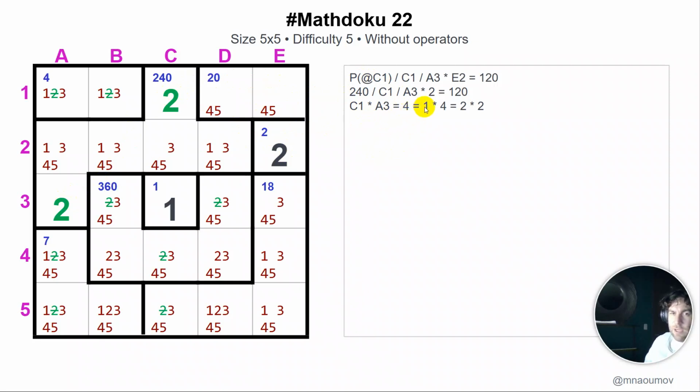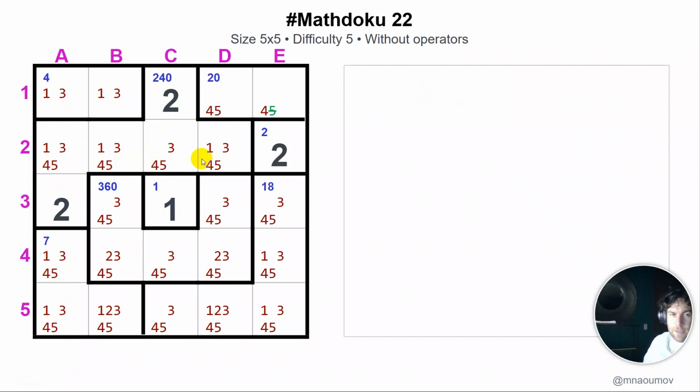4 can be only 1 multiplied by 4 or 2 by 2. But it cannot be 1 in any of the cells because they are blocked by this one. So we conclude this is going to be 2, and we cross out the corresponding 2's in the cells. Now we will cross out this 5.